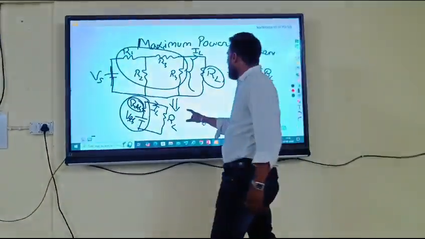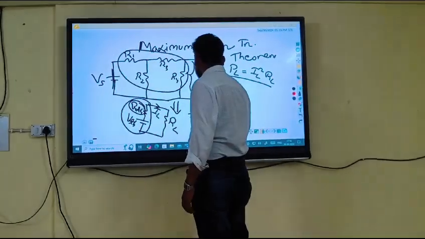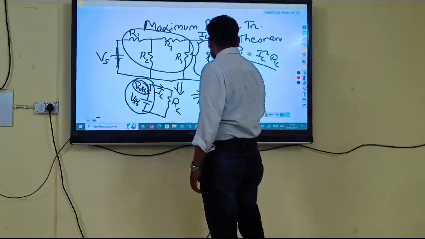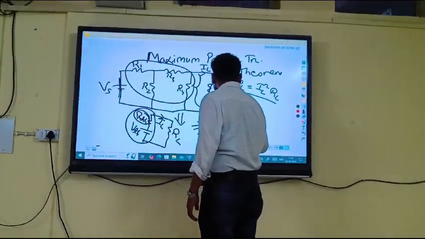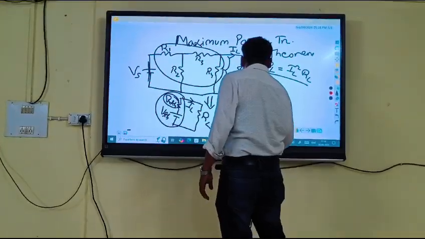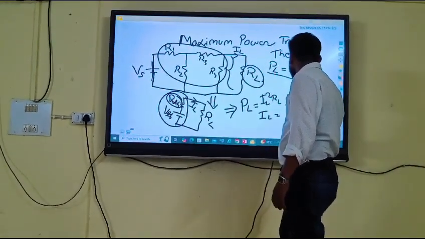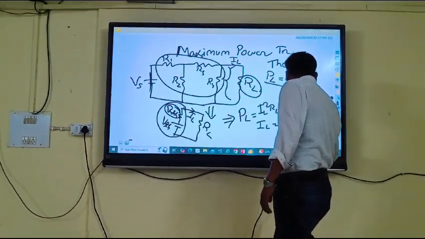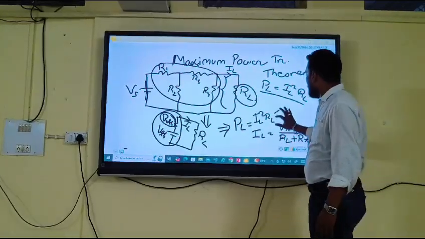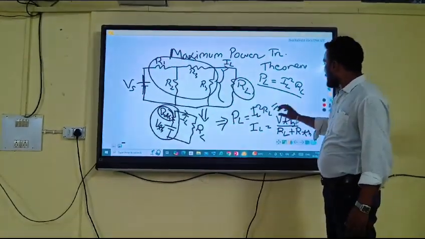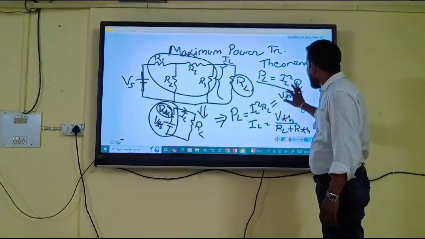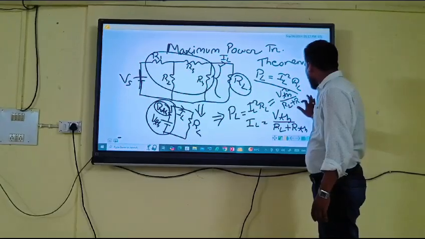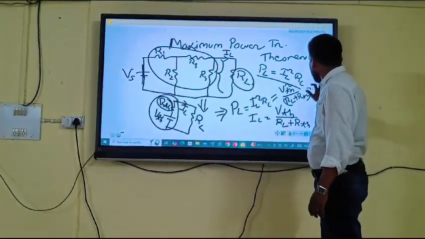From this circuit, we can find the power PL equals IL square RL, where IL can be calculated as VTH divided by RL plus RTH. Then the power will be PL equals IL square RL equals VTH square divided by (RL plus RTH) square, times RL.